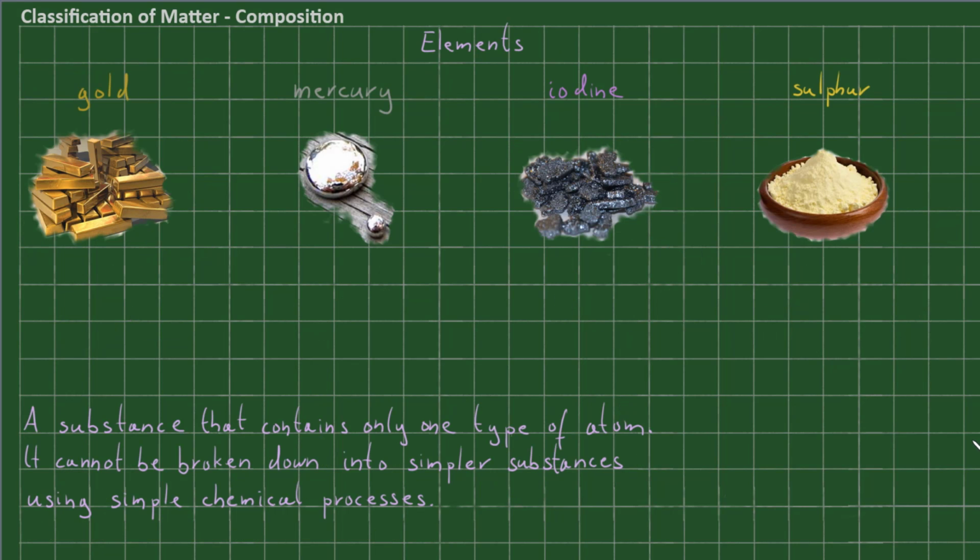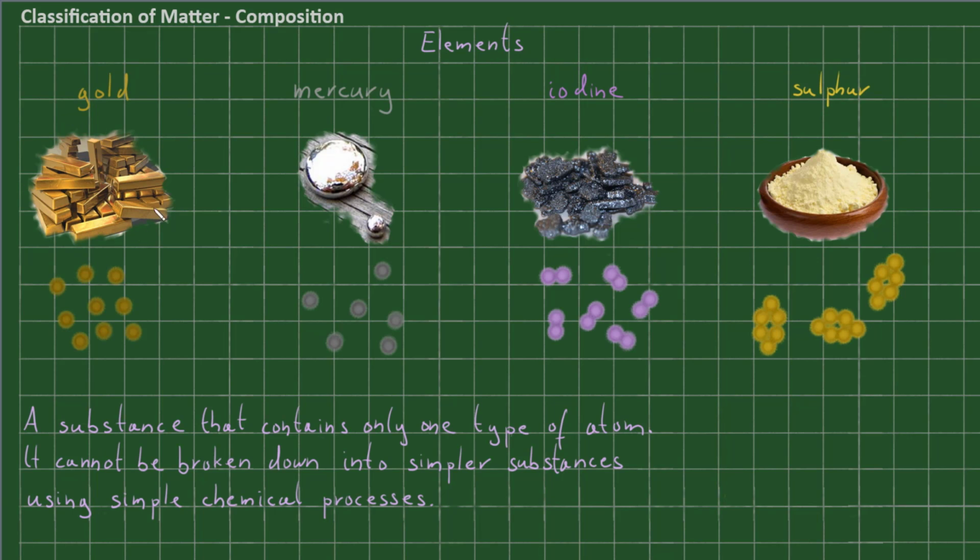An element is a substance that contains only one type of atom, and it cannot be broken down into simpler substances using simple chemical processes. So some examples of elements are gold from my private stash, mercury, iodine, and sulfur. Although all of these are examples of elements, on an atomic scale, they might look a little bit different. So let's explore that for a moment.